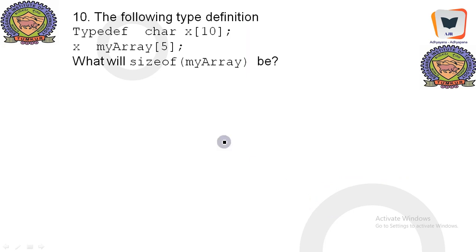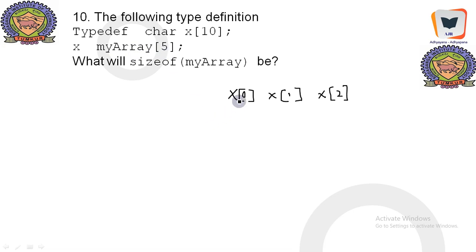The following type definition: typedef char x[10]. That means this will create a kind of variable that is character arrays, x[0], 10 arrays, x[1], okay, x[2], like this up to 10 character arrays. And here x is a type of variable. It is a name of the character array containing only one character, myArray[5].